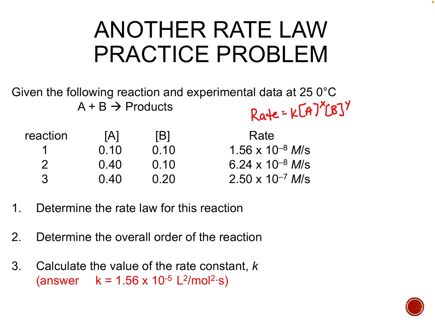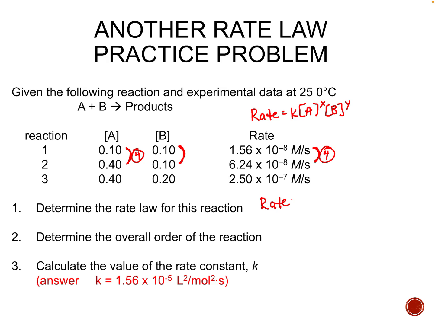So let's go ahead and hold B constant. Here we have quadrupled A, right? And if we look, the rate has also quadrupled. Again, if you couldn't tell that, just divide them and see what number you get and see if that matches. 0.4 divided by 0.1 gives us 4. 6.24 times 10 to the minus 8 divided by 1.56 times 10 to the minus 8 gets us 4. So the numbers match. That tells us that it is first order with respect to A.